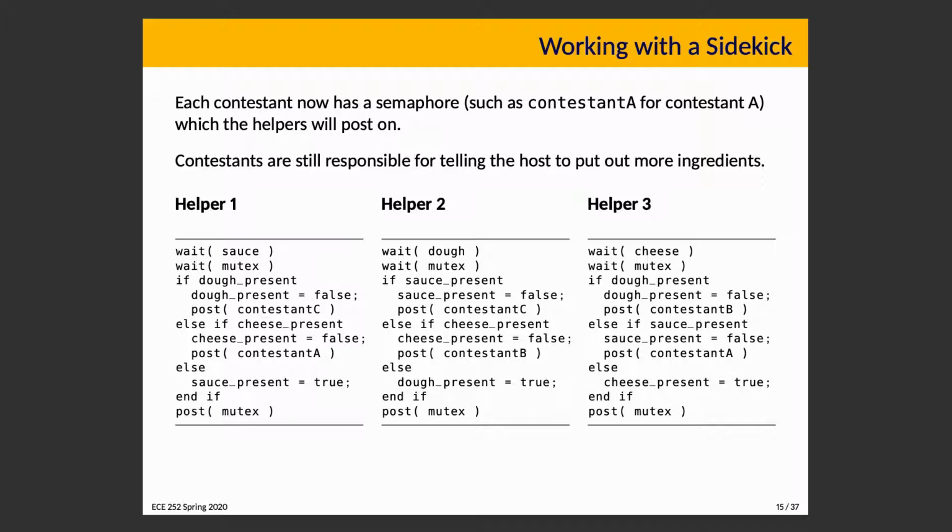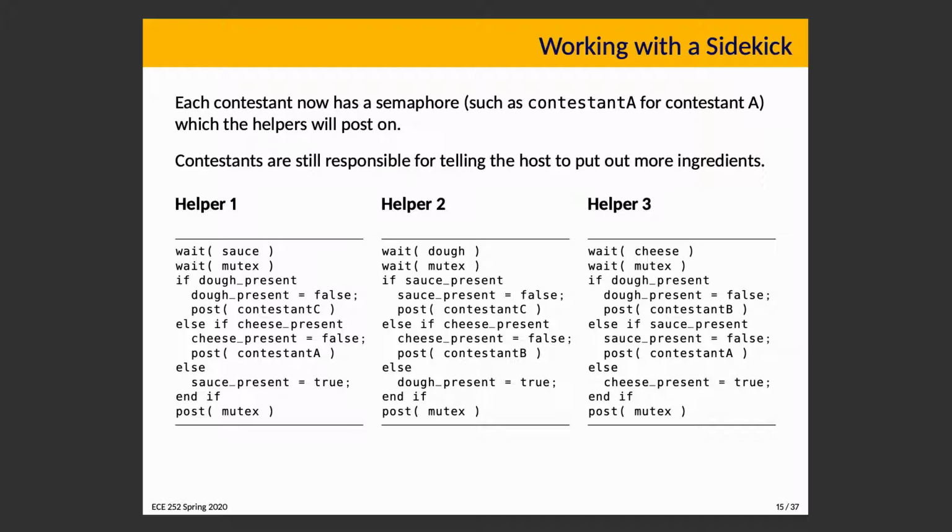If there's no dough, but there is cheese, then we mark the cheese as being not available, and we tell contestant A, all right, you're up. And if neither dough nor cheese is there at the time when helper 1 is looking, then it just marks sauce as being present, and then leaves. It's the end of helper 1's turn.